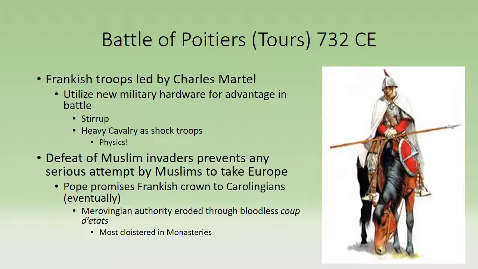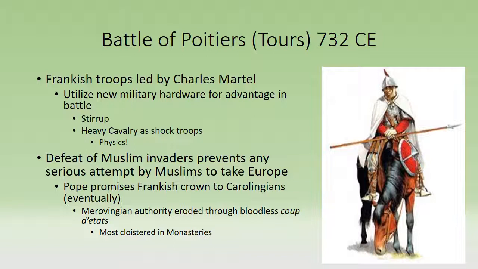And essentially, the upshot is that the Franks defeat the Muslim invaders and prevent any real serious attempt by Muslims to try to take Europe. For his efforts, the Pope promises that eventually the Frankish crown will pass to the Carolingians. The Merovingians' authority, as the next generation comes up, as Charles Martel's son Pippin takes the throne, or takes power as major domo.